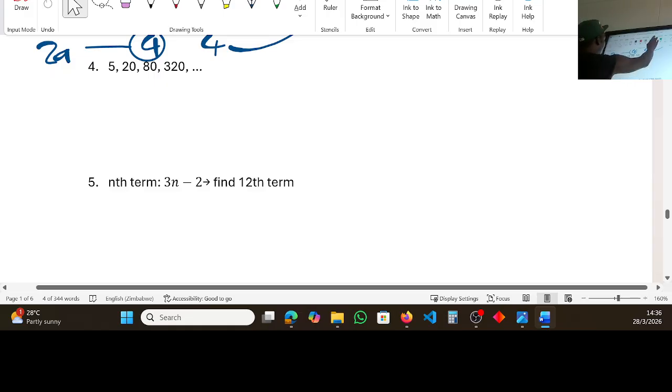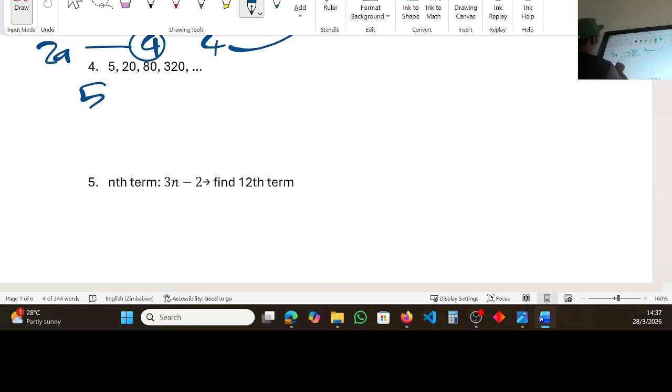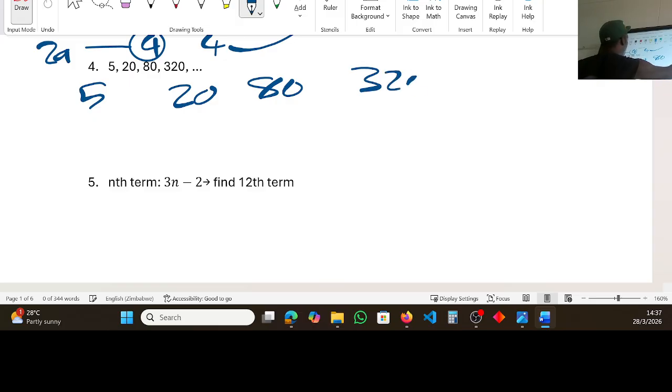20, 80, 80, 320. Now this one looks like it fails to be arithmetic, quadratic, or cubic. When I inspect, it looks like here, if I multiply by 4, multiply by 4, that's how the pattern is growing.